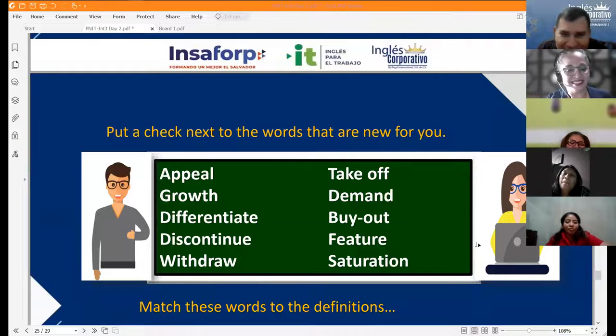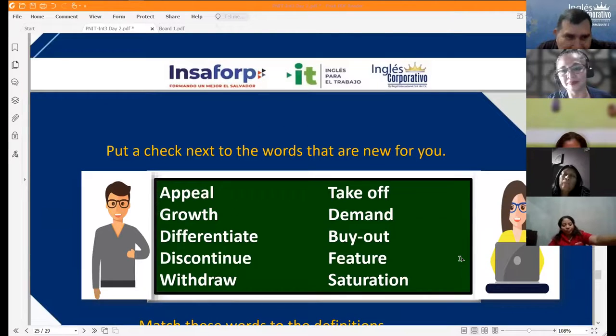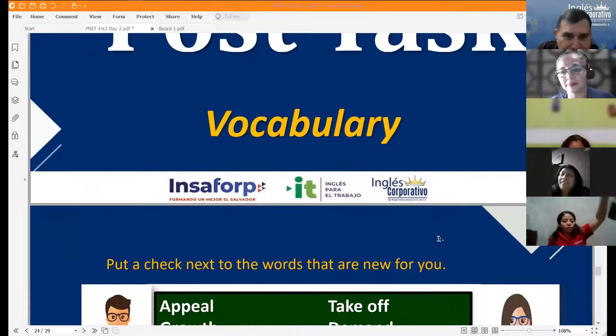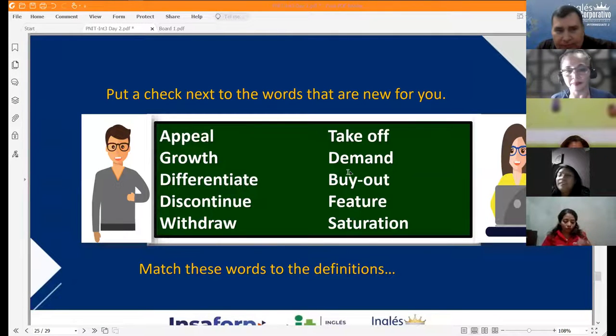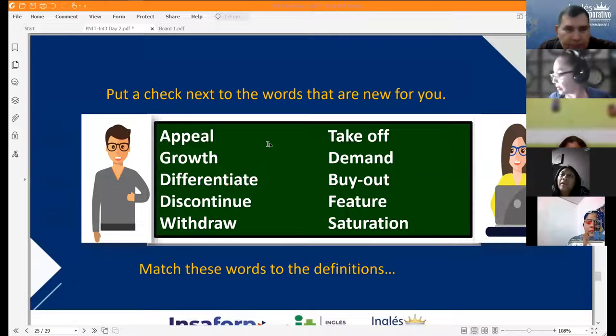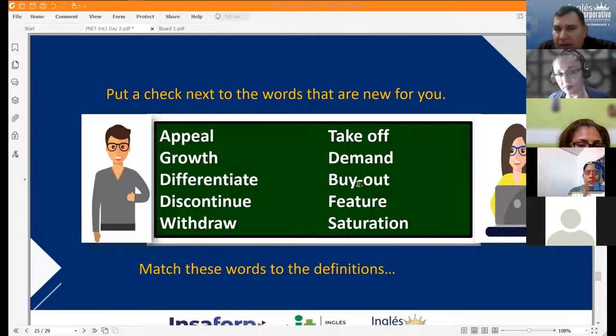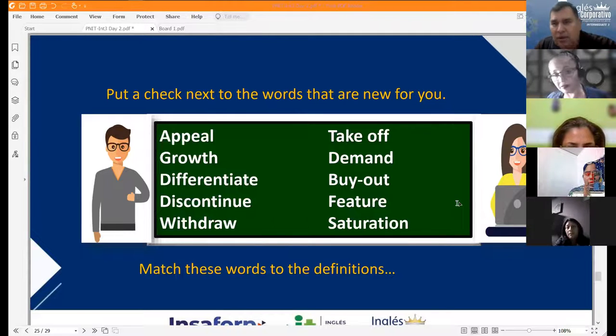So, it's nice. Okay, let's do the last exercise that has to do with vocabulary. Put a check next to the words that are new to you. I'm going to read them and you tell me which word you think is new. Appeal. Growth. Differentiate, discontinue, withdraw, take off, demand, buyout, fit, saturation. Okay, let's see. What about appeal?